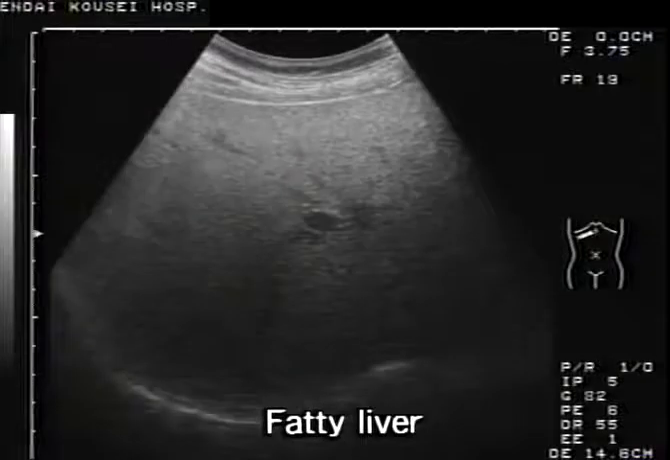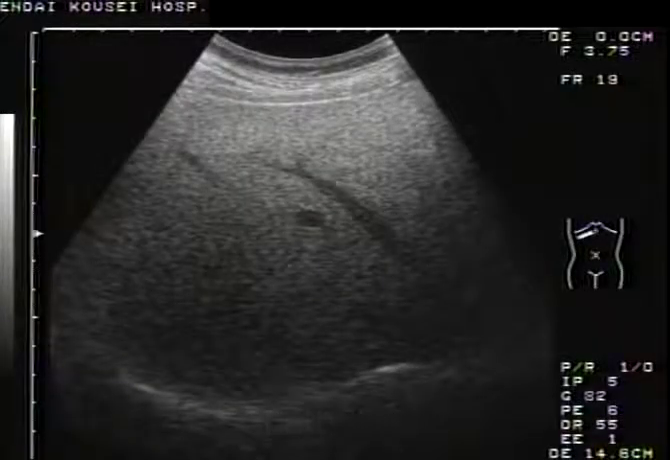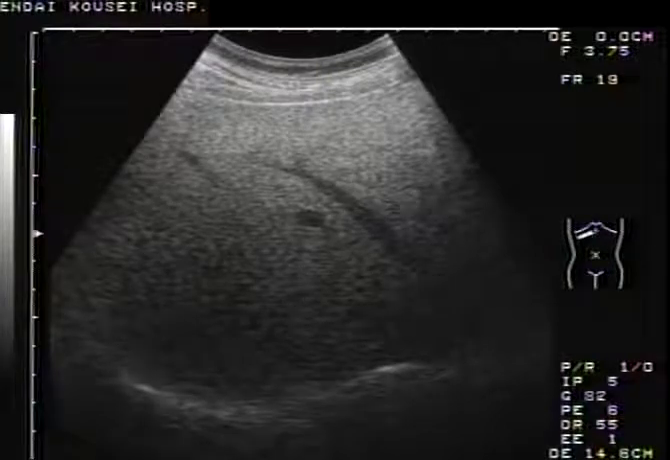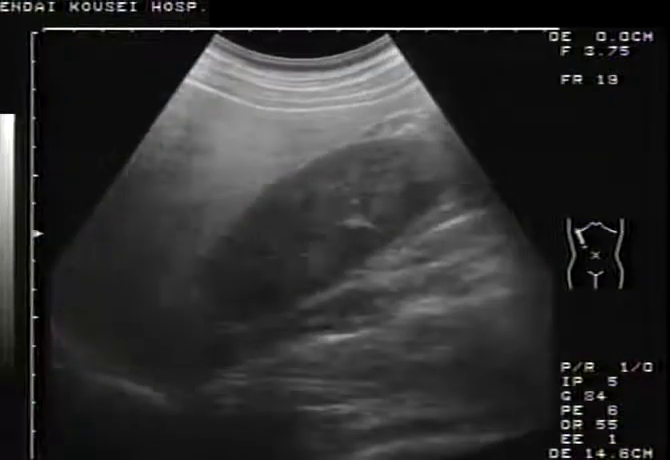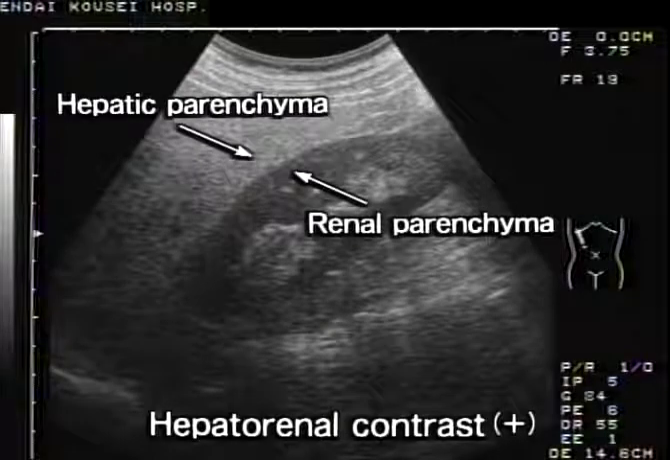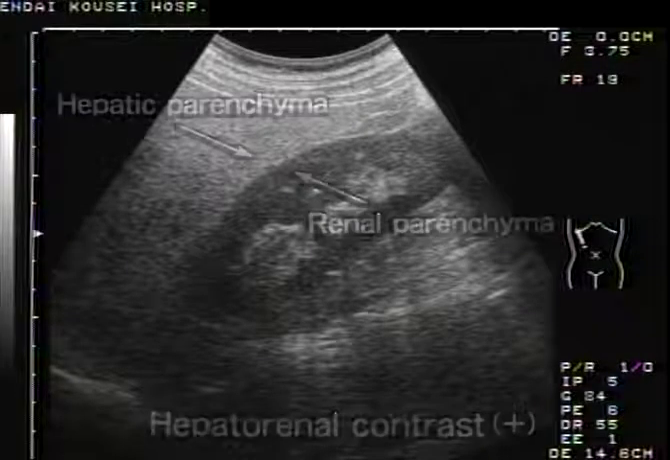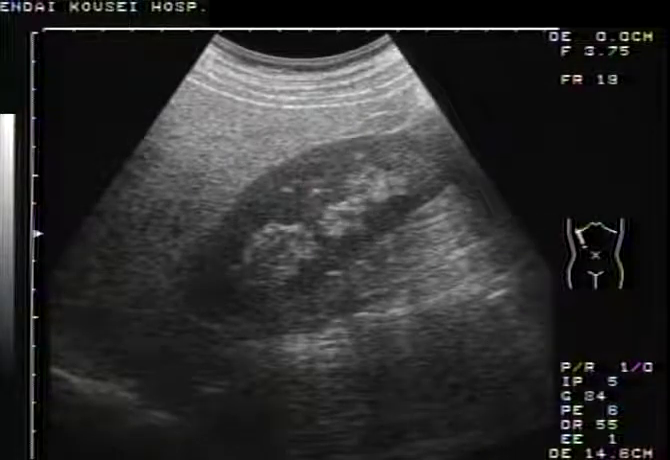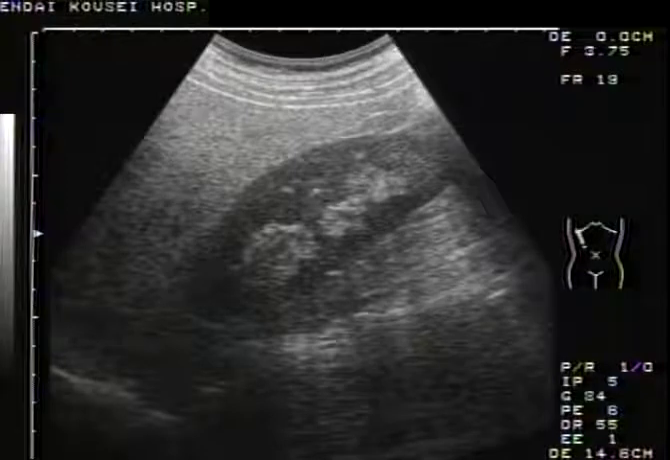This is a fatty liver of mild severity. The hepatic parenchyma has fine grains, the so-called bright liver. The deep region is a hypoechoic area because the echo is attenuated by fatty drops. The intrahepatic vessels are narrow and ambiguous. In terms of the hepatorenal contrast, the echo from the hepatic parenchyma is clearly stronger and positive. For differential diagnosis of the fatty liver, both the hepatorenal contrast and the hepatosplenic contrast should be positive.